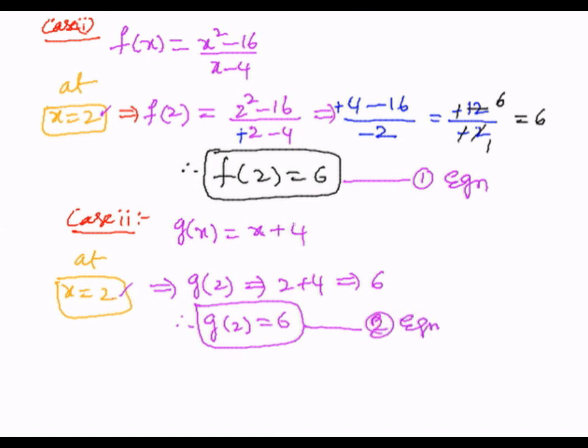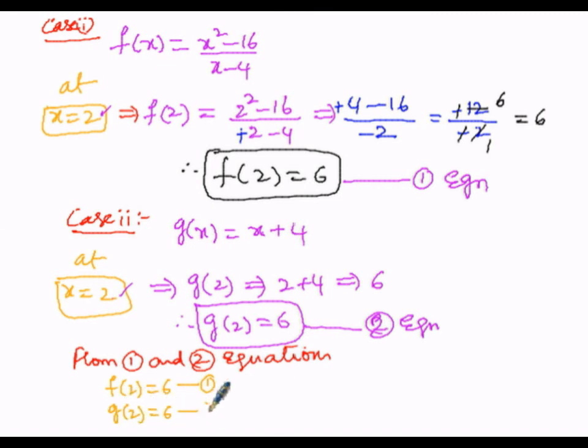Then from equations 1 and 2, that is the first one f of 2 equals 6, and g of 2 equals 6, the second equation, it is clear that the right hand sides are equal, therefore the left hand sides must be equated. So here we can write f of 2 is equal to g of 2, or in other words f of x is equal to g of x. Then certainly we can write that functions f and g are equal.